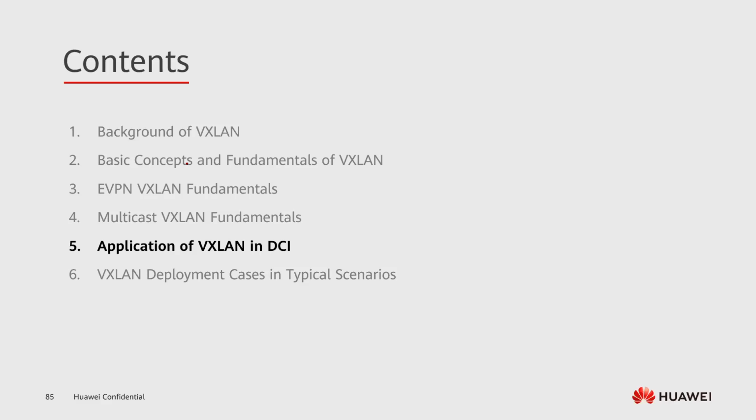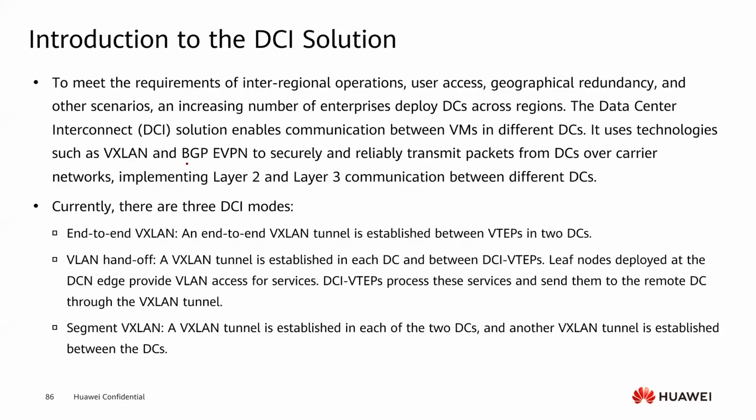Now we have already finished the part on multicast VXLAN fundamentals, and now let's go into another chapter: the application of VXLAN in DCI. So what is DCI? DCI means now we have two different data centers. Maybe they are located in the same city, maybe in different cities. Maybe they are in the same VXLAN domain and have the same plan of the VXLAN, but maybe they don't. But now we need to make them communicate with each other.